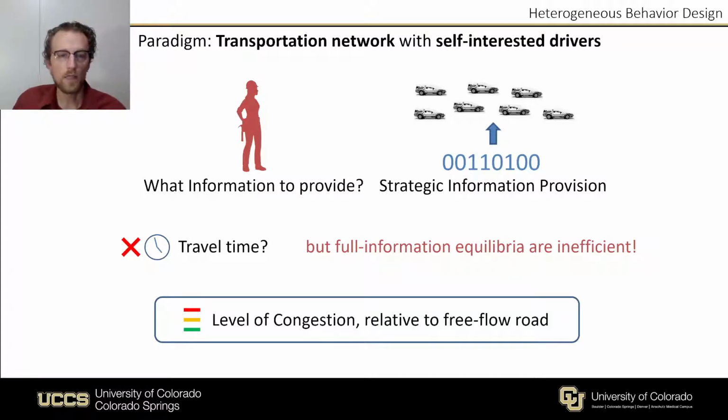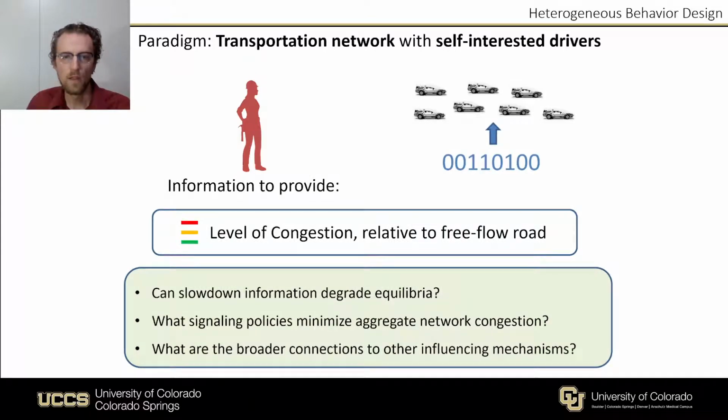So what I'll be talking about today is transmitting information to people about the level of congestion relative to a free flow road. I'll tell people how much more congested their road is than it would be if there was no traffic on it. First, one of the questions we need to square away is, can giving this slowdown information, this information about how much slower travel is right now than normal, make equilibria worse? Right? Because if it can, we need to be very careful in how we employ this.